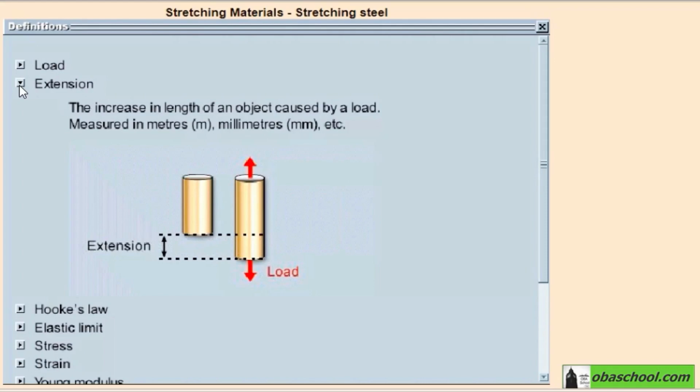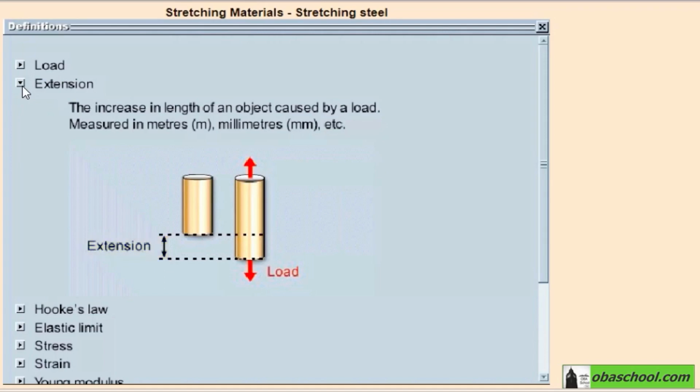So if this is the reference specimen and has an original length at this dotted line, after applying a load, the specimen will stretch and this will increase its length. The difference between the original length and the final length after applying the load is called extension.